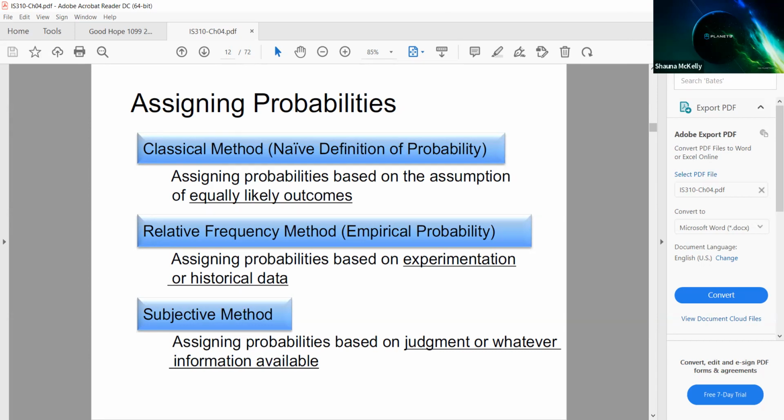And then there's another method called the subjective method. The best way to understand this, it's not the only instance of it, but it's probably the best example, is weather forecasts. When you listen to the weather report on the news, and somebody comes on and says, tomorrow there's a 70% chance of rain. What is she basing it on? Yes, she's looking at models.